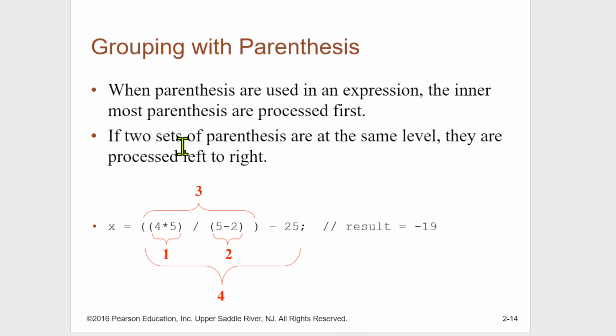Sorry. But this is just the order of the operations you put in. You can group with parentheses. Parentheses will put you at a higher level. When parentheses are used in an expression, the innermost parentheses is processed first. So even though this is a division, you'd still do the subtraction first. It'd be 1, 2. We always go left to right here.